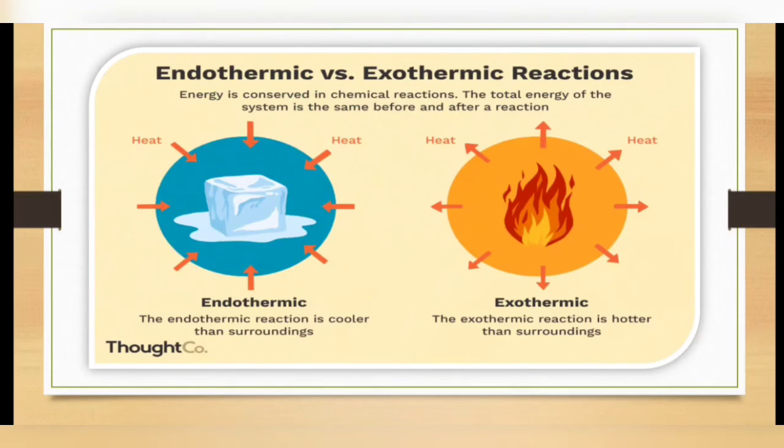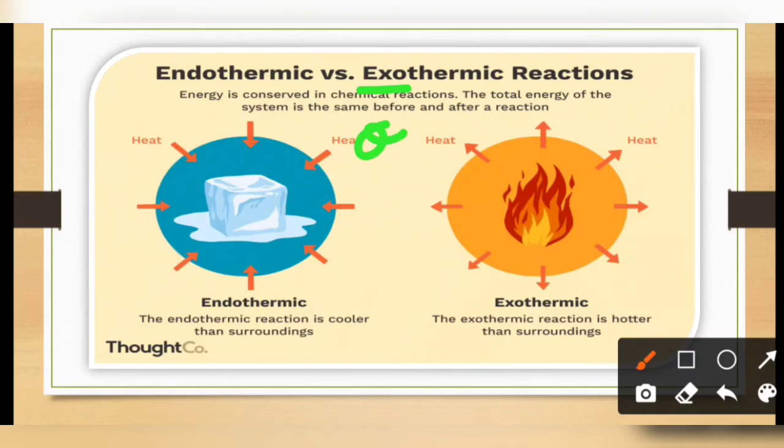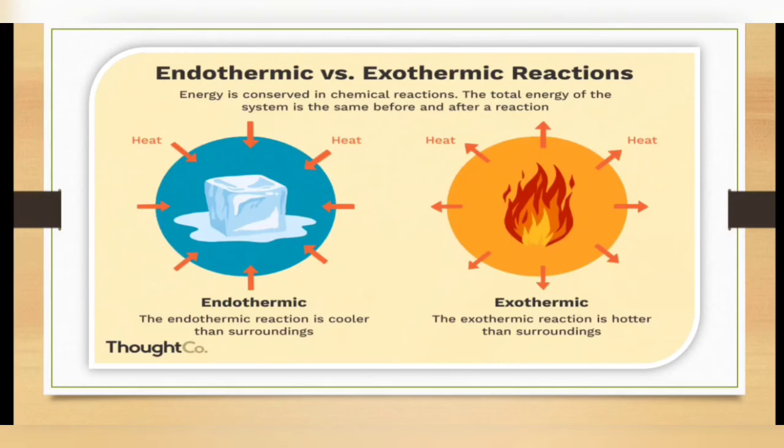While exothermic reactions are those where exo means outside and therm means heat. So when the heat is moving outside, released from the reaction mixture, the reaction is known as exothermic. Energy is conserved in a chemical reaction, total energy will remain the same, but to proceed with the reaction there is a need of energy. When the energy is used up in the reaction, the reaction is known as endothermic. When energy or heat is evolved, it is known as exothermic.